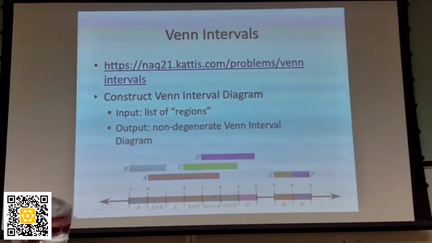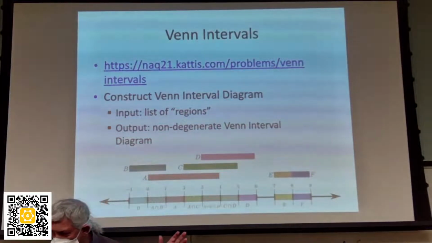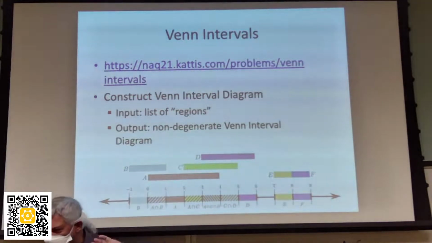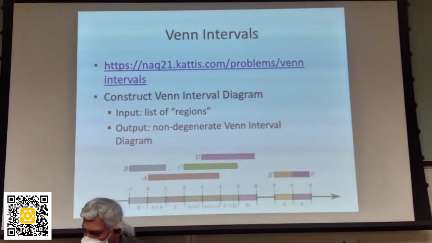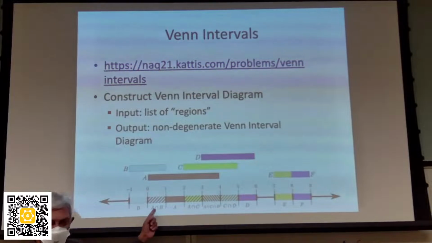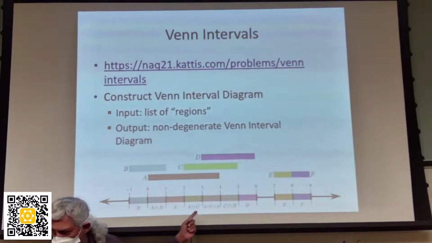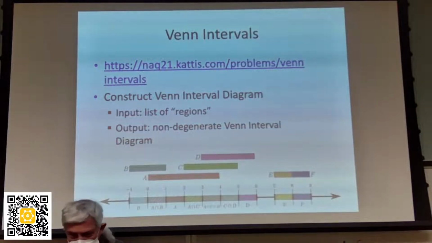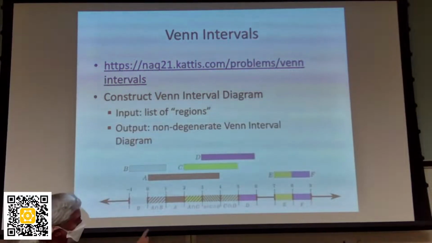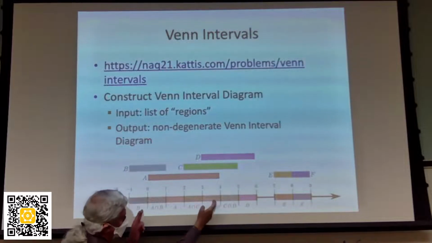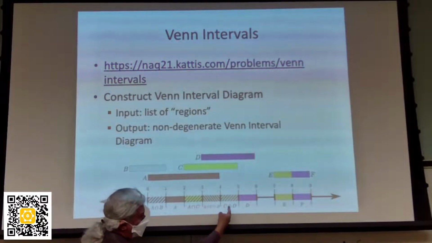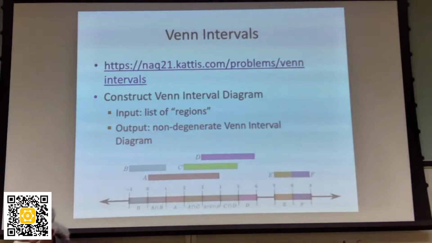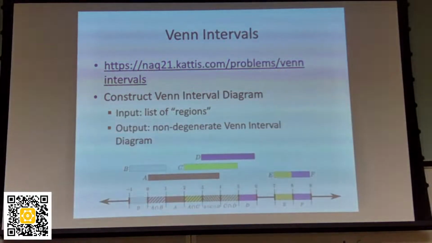So if I gave you the regions, can you figure out the actual sets? Now, if I gave you these intervals in this order, if I told you that B came before A intersect B, before A intersect C, and so on, then it's easy. Why? Because this has A, this has A, this has A, this has A, so A must go from here to here, right? This has C, this has C, this has C, so C must be here. Pretty obvious. The problem is that in your input, you're not given the regions in any order.